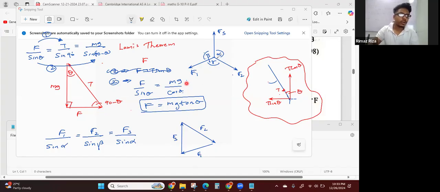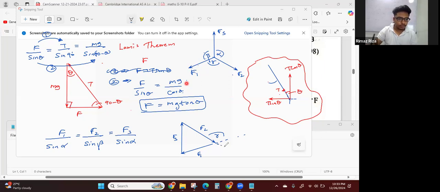Okay. So we want to mark the angles. What is the angle between F1 and F2? So I extend this line. The angle between F1 and F2, that angle is gamma. So F1, F2, that angle is gamma.